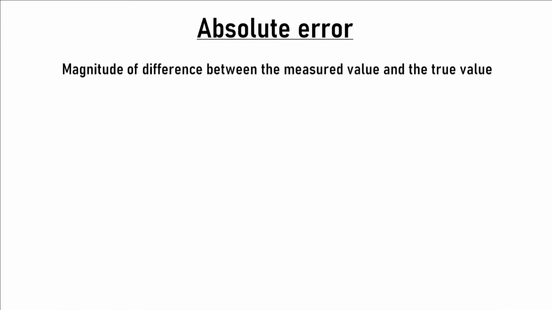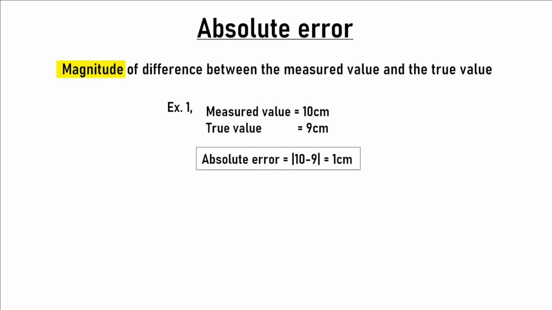Now let's discuss absolute error. Absolute error is defined as the magnitude of the difference between the measured value and the true value. Here we need to know about the term magnitude, so let's understand this with a practical example. Let's take example number 1, in which the measured value is 10 cm and the true value is 9 cm. Therefore, the absolute error is equal to the magnitude of measured value minus true value, which is equal to 1 cm.